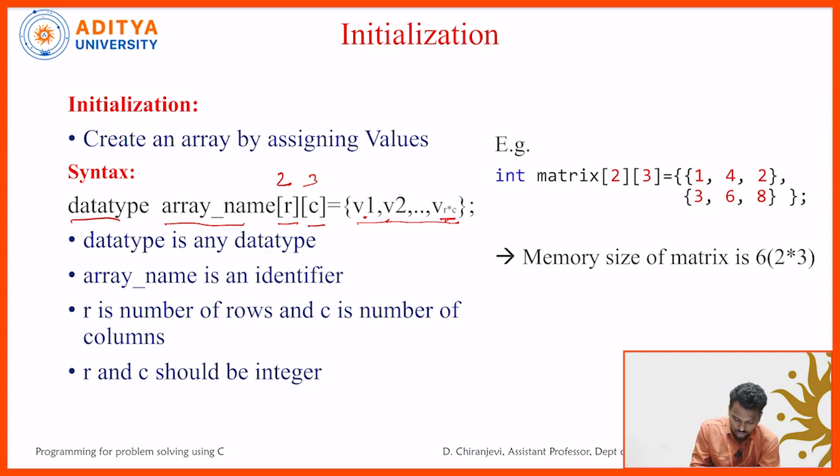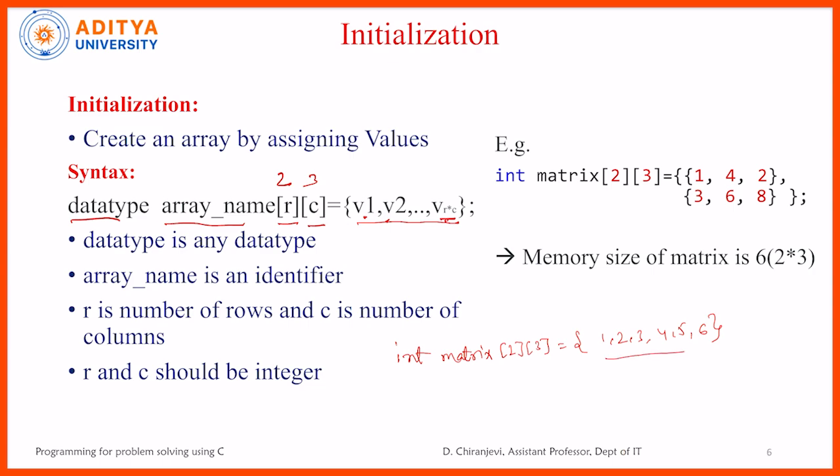Okay, so instead of giving row 1 separately and row 2 separately, you can directly give the values. Let me explain this with an example. Let's say int matrix, with size row is 2, column is 3, equal to, I will give 1 comma 2 comma 3 comma 4 comma 5 comma 6. Okay, so total 6 elements I have given. Now these 6 elements will be stored in 2 rows.